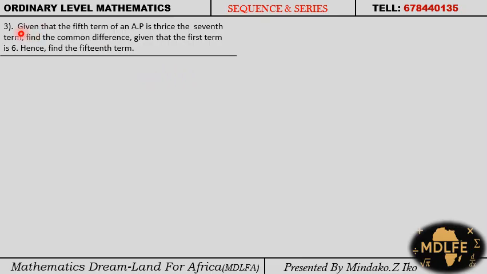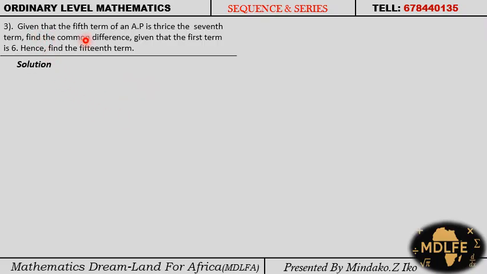Question 3 reads, given that the fifth term of an AP is thrice the seventh term. So these are the questions that actually confuse students, so let's look at how I can handle this case. Given that the fifth term of an AP is thrice the seventh term, find the common difference. Given that the first term is 6, hence find the 15th term. All right, so let's look at the solution.